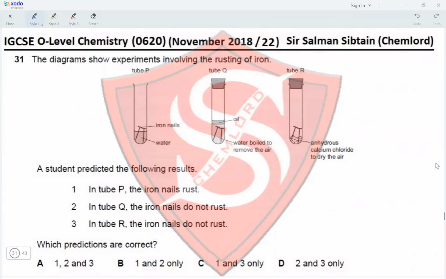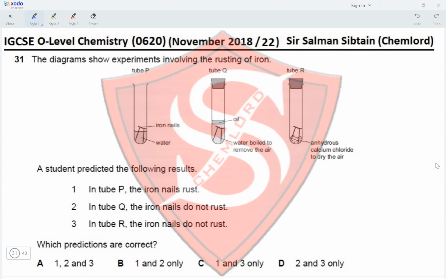Hi guys, this is IGCSE O-Level Chemistry, paper 22, November 2018, question 31. The diagrams show experiments involving the rusting of iron. In tube P, we have got iron nails placed in water.